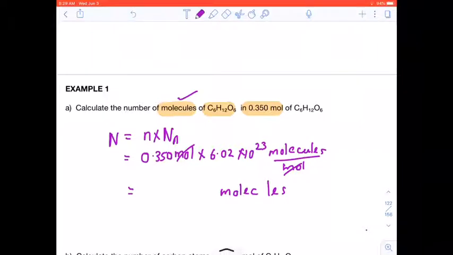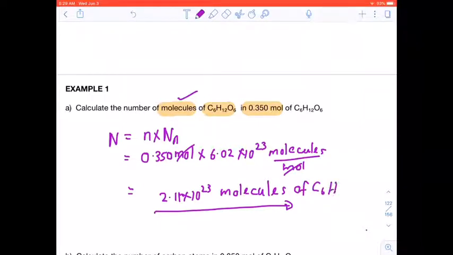We end up with molecules, and that gives us 2.11 times 10 to the 23 molecules of C6H12O6.